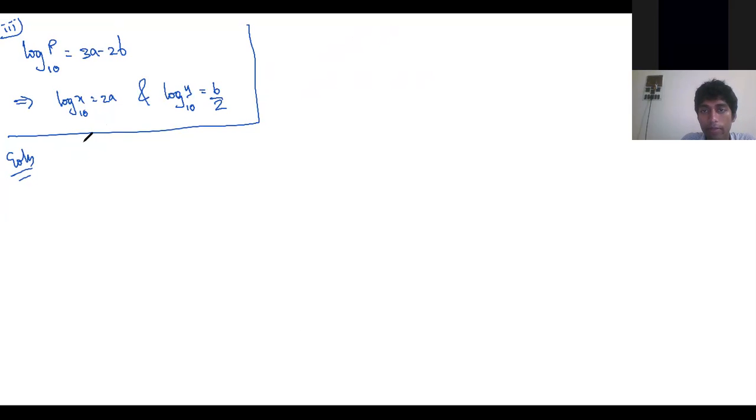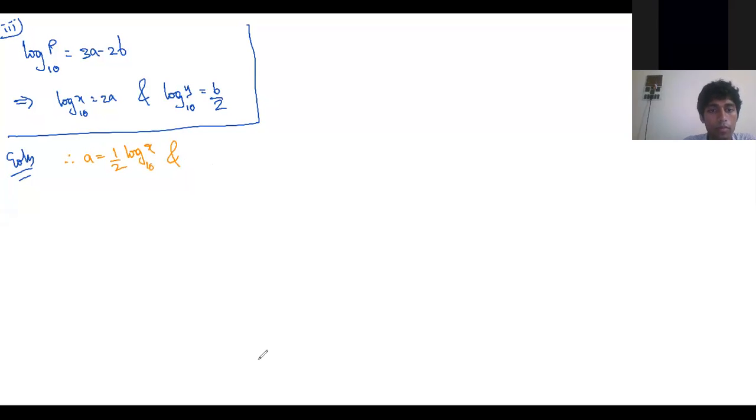You want to tell something? Yes, sir. I'll give the solution of the sum. Okay, go ahead. Sir, the logarithmic expression states that log base 10 x is equal to 2a. From that, we can derive the value of a as half log base 10 x. A is equal to half log base 10 x. Okay.